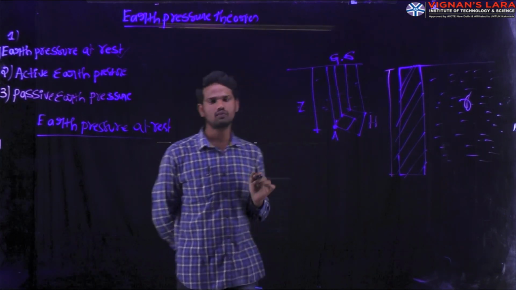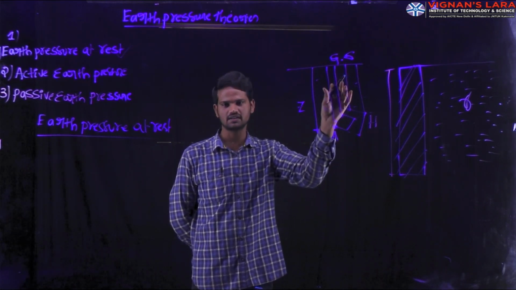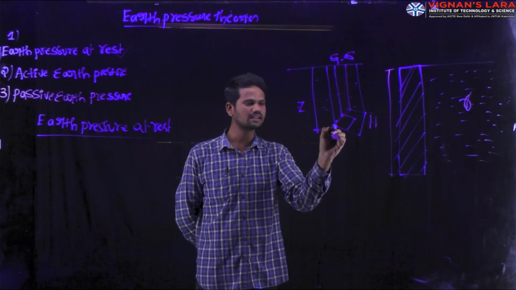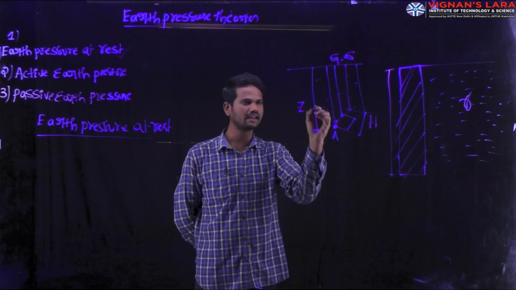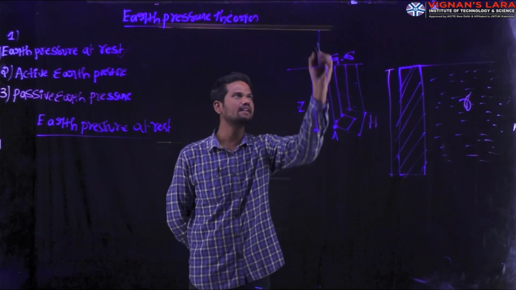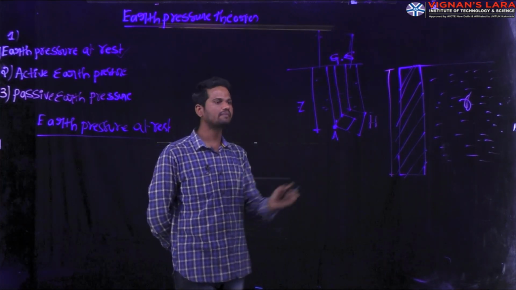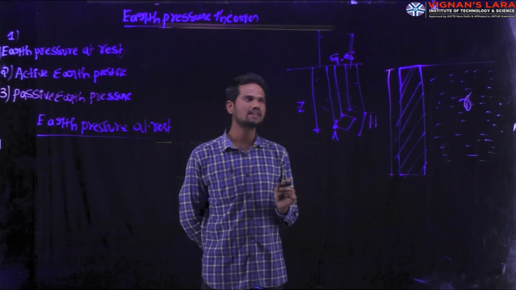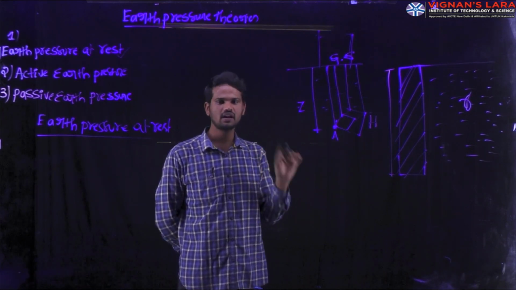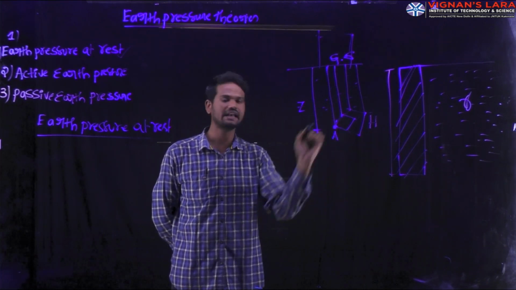For this condition, I am considering only the self weight of the soil mass. That means the soil available here creates pressure on the soil element at a depth of Z only due to the self weight of the soil. I am not considering any superstructure loads or foundation loads. I am considering only the self weight of the soil mass, that is, how much weight is acting on the soil element. Now I am interested in calculating that weight and how the stress is created on the soil element.